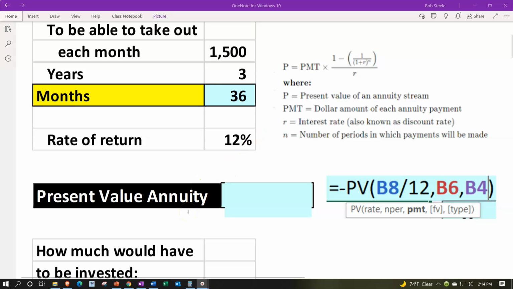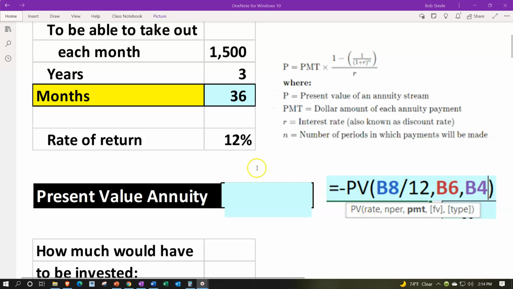Let's first think about it with regards to an Excel function, most likely done in practice, the most common tool in practice. We have equals the negative. The negative's to flip the sign. You could put it in front of the payment. I like putting it in front of the PV or the function entirely. We then have the rate.